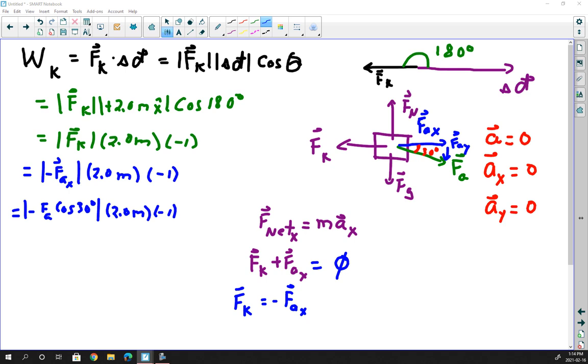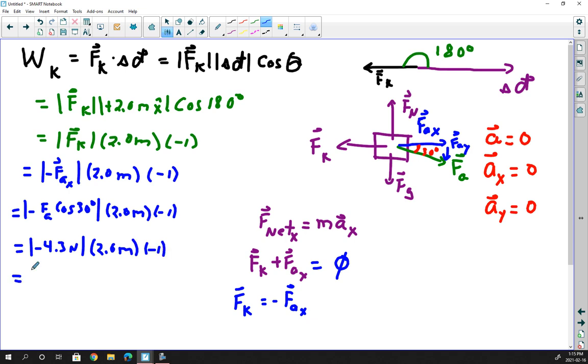And the reason I bring this up and I'm taking so long to talk about it is it just shows you how important components are in everything we do. So I'm going to leave you to calculate that. I hope you get -4.3 newtons times 2 meters times -1.